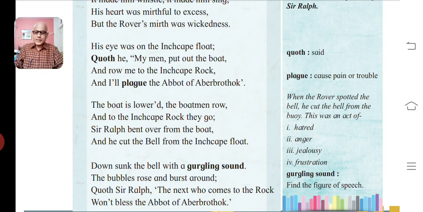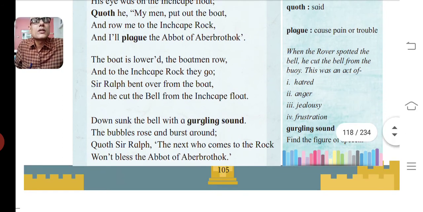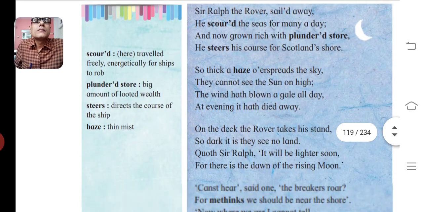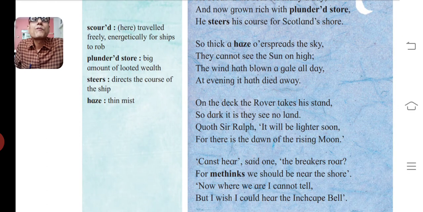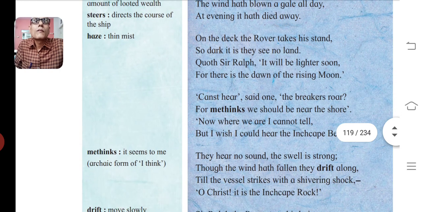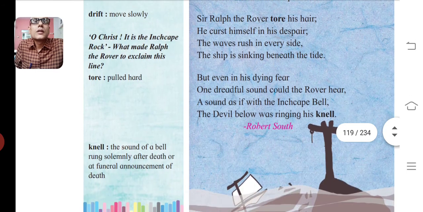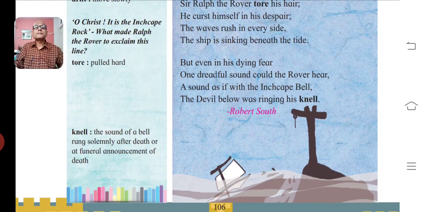Now please turn the page and see the margin activities on the next page. Now see the margin activity. Oh Christ, it is the Inchcape rock. What made Ralph the rower exclaim this line? Now I tell you the answer.